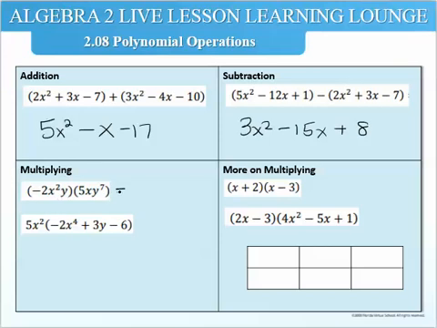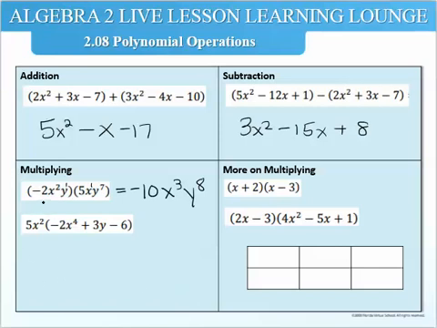So multiplying two monomials, negative 2 times 5 is negative 10. X squared times x is x cubed. And y times y to the 7th is y to the 8th. Remember, any variable without an exponent has an exponent of 1. Our next example is more of a classic distributive property.